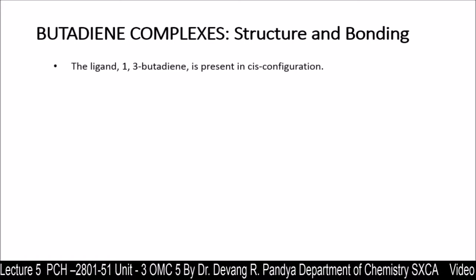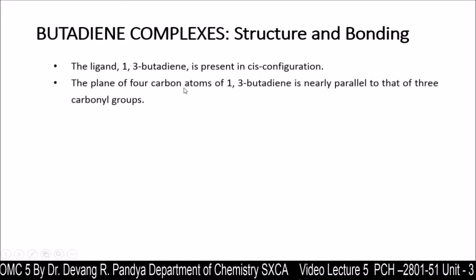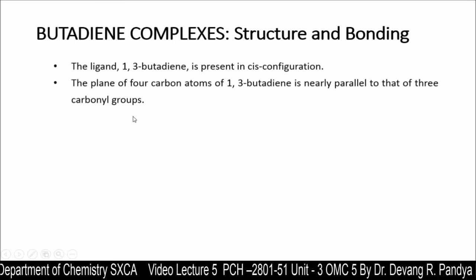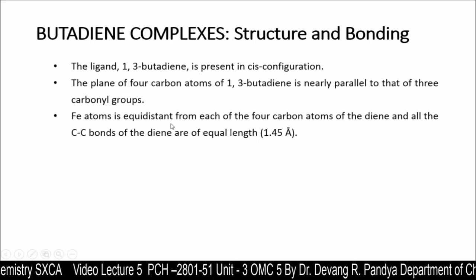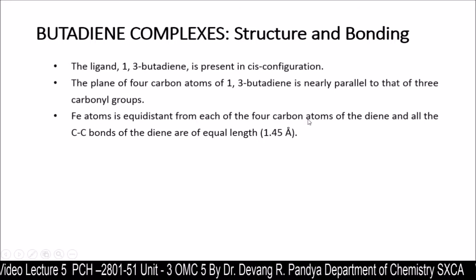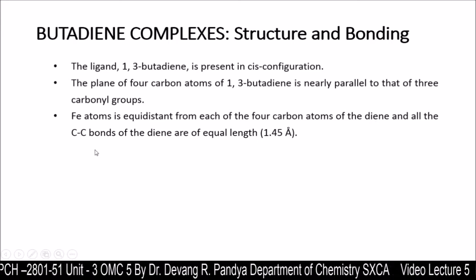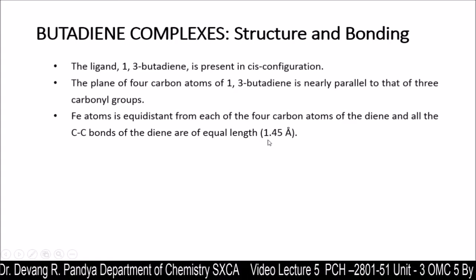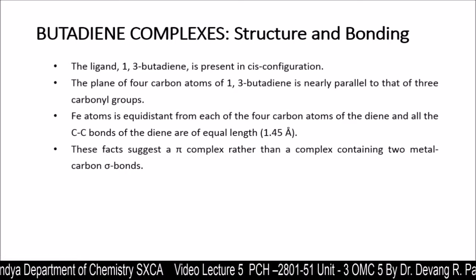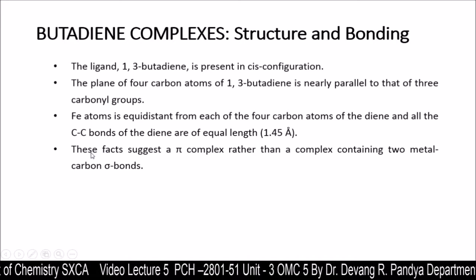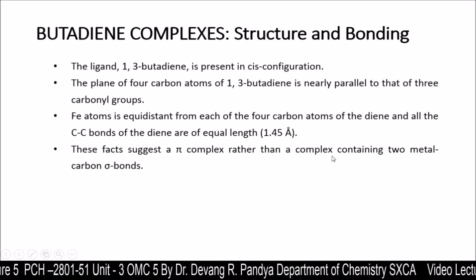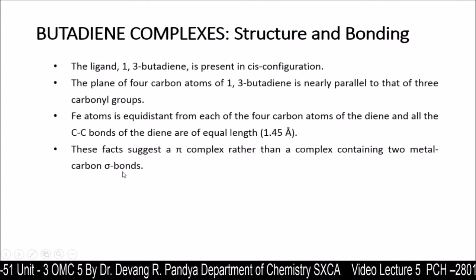The ligand 1,3-butadiene is present in a cis configuration. The plane of the 4 carbon atoms of 1,3-butadiene is nearly parallel to that of the 3 carbonyl groups. The Fe atom is equidistant from each of the 4 carbon atoms of the diene, and all the C-C bonds of the diene are of equal length, 1.45 angstrom, which we have already discussed. This fact suggests a pi complex rather than a complex containing 2 metal-carbon sigma bonds.